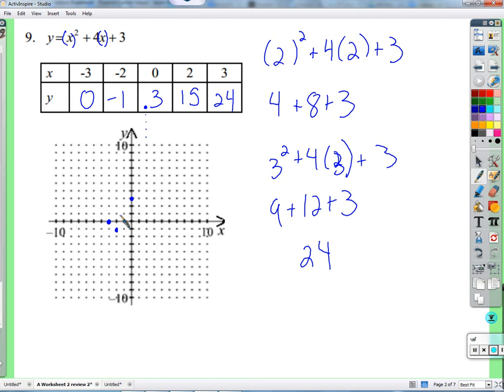Do I have to go over to 3 and up to 24? No. How about if I put in 1? We can put in 1. How about if I put in negative 1? Negative 4? Negative 5? If we put 1 in there, that's a pretty easy thing to do. 1 squared is 1. 4 times 1 is 4. So 1 plus 4 is 5 plus 3 is 8.